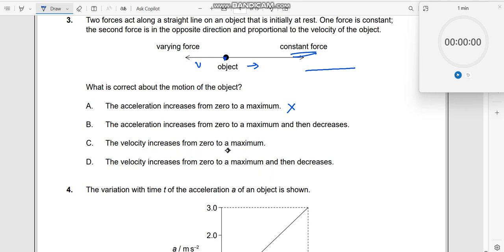Then the velocity increases from 0 to a maximum. This is what exactly happens over here. So C is the right option.